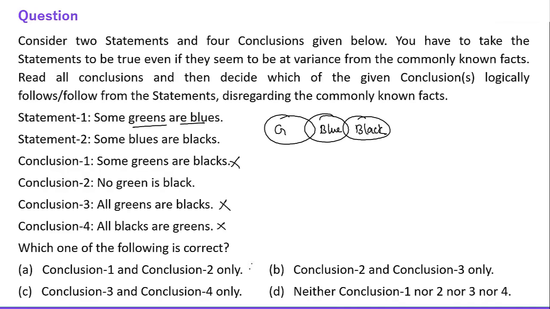1 and 2 only? No, it is not correct. 2 and 3 only? No. 3 and 4 only? No. Neither 1, 2, 3 nor 4? Yes, it is correct. D option is the correct choice. Why have I not selected the others? Because in our diagram it is satisfied, but in general it is not true. So neither conclusion 1, nor 2, nor 3, nor 4 follows. Now let's move to the other question.